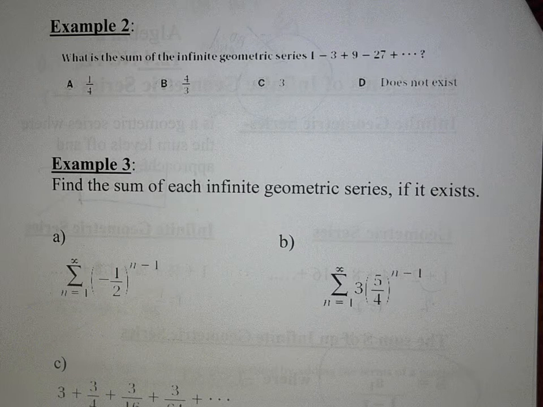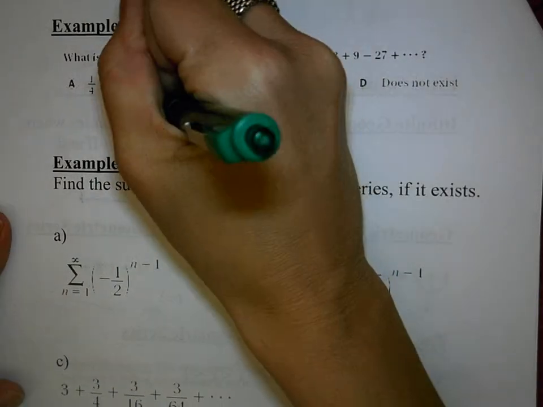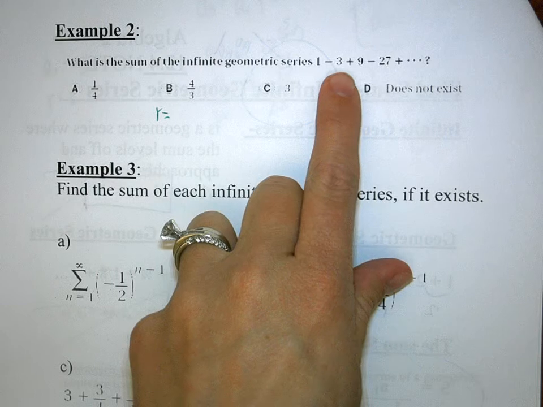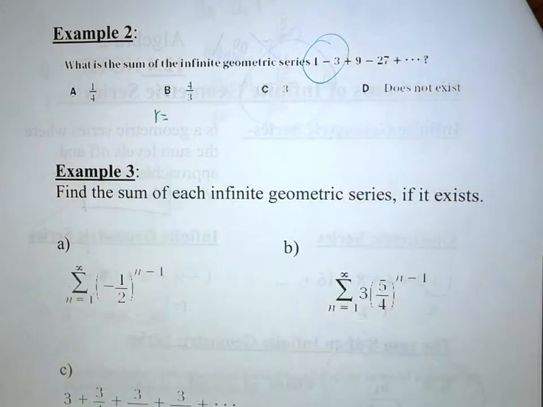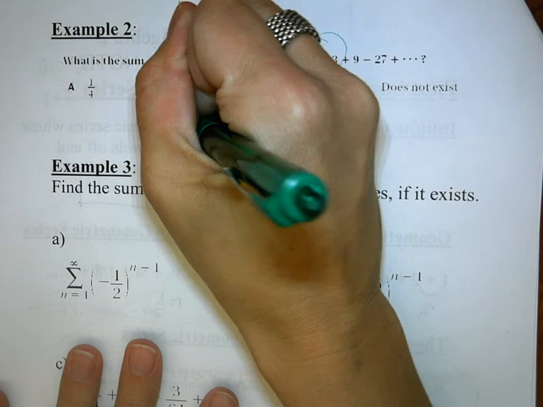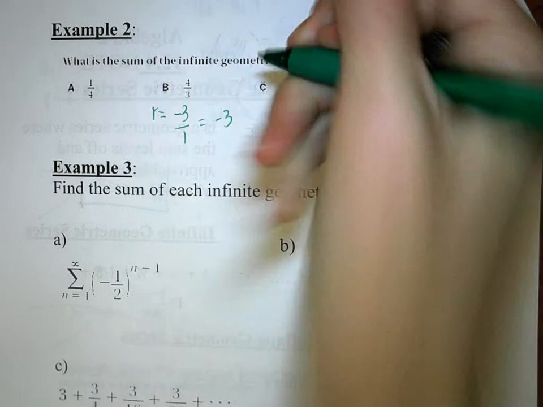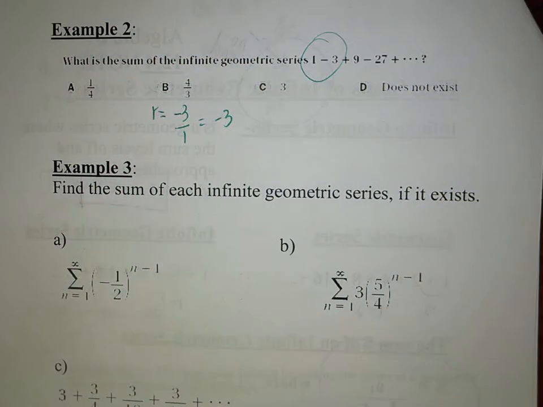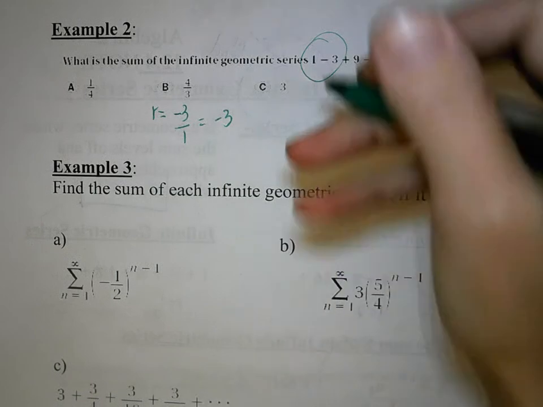Close. Good. Second divided by your first. So when you do that for your ratio here, my second term is -3 divided by 1, which makes -3. Does that fit in the parameters for finding the sum? No. Therefore, the answer is does not exist.